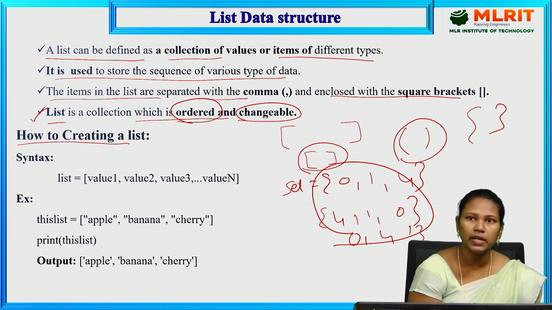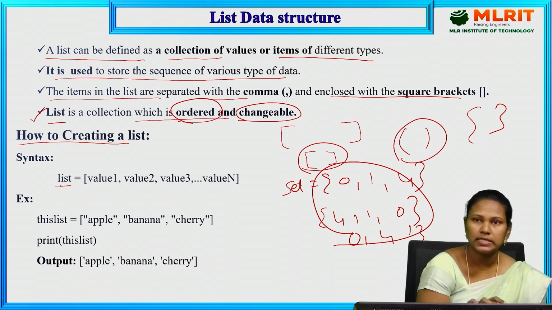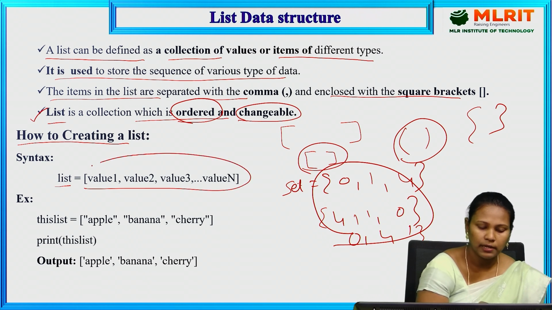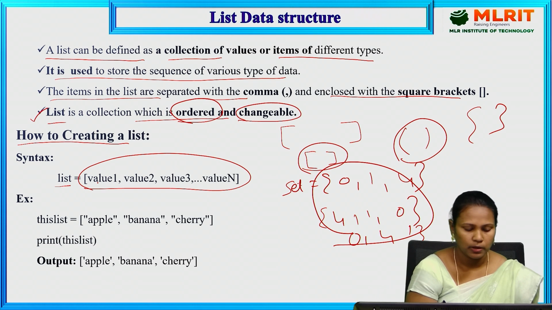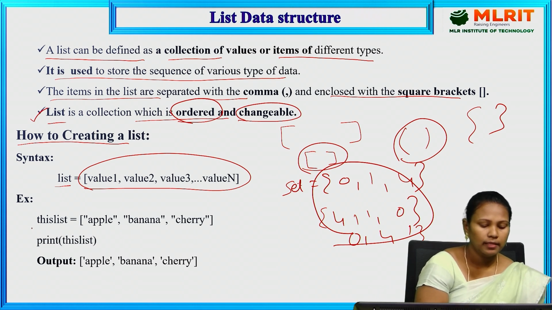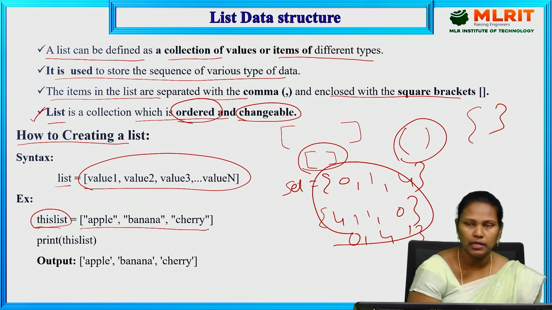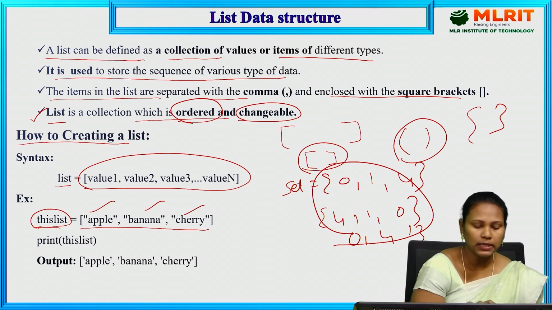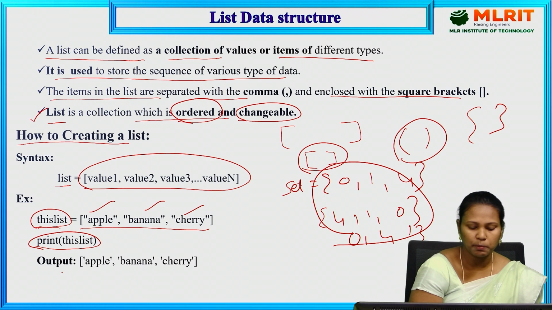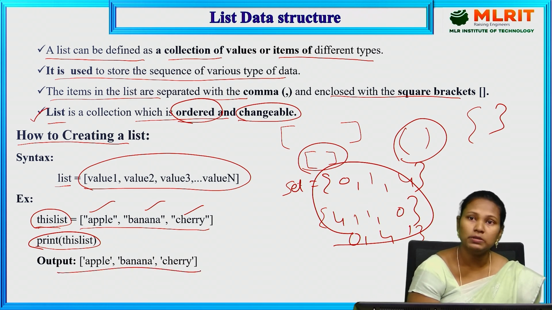Next, how to create a list. The syntax for creating a list is a variable name and values. Each value is separated with a comma. See one example here. This is the variable name. It contains 3 values: apple, banana, cherry. I want to print this list, so print of this list prints the entire list. If you use a for loop or while loop, it iterates over each and every element and prints each and every value.